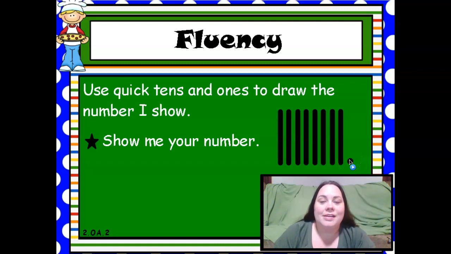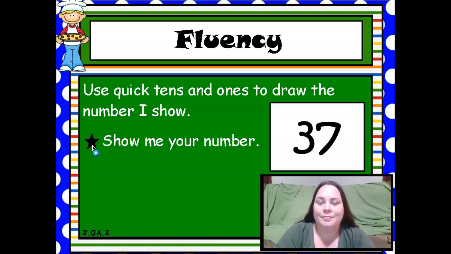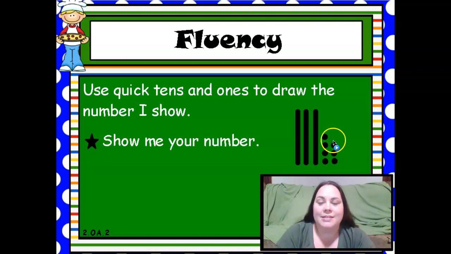Awesome job. Now represent the number 37 using your tens and ones. And again, go ahead, hold up your slate or piece of paper and show me your number. Excellent work, everyone. We have 3 tens and 7 ones. Let's count it together. 10, 20, 30, 31, 32, 33, 34, 35, 36, 37.